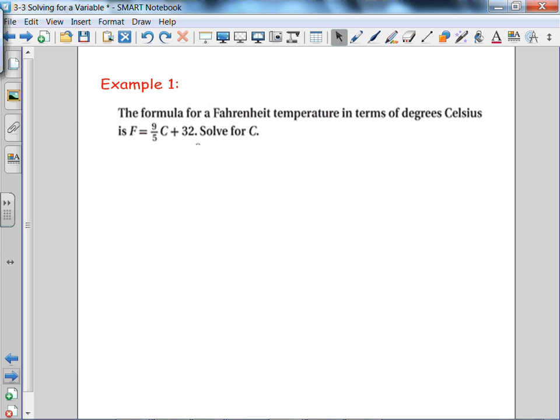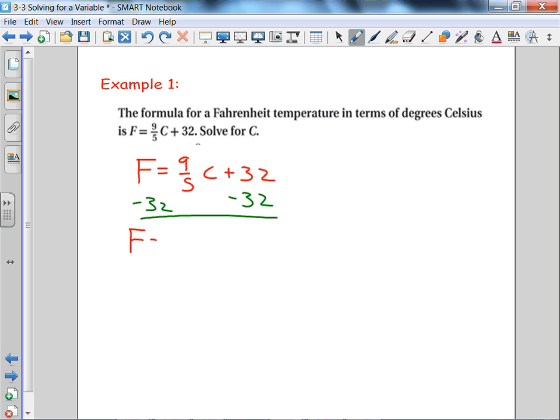Okay, example 1. The formula for a Fahrenheit temperature in terms of degrees Celsius is F equals 9/5 C plus 32. Solve for C. So in this equation, we want to isolate the variable C. The first thing that I'm going to do to solve for C is subtract 32 from both sides. So when I do that, on the left-hand side, I'll get F minus 32, and on the right-hand side, I'll get 9/5 C.